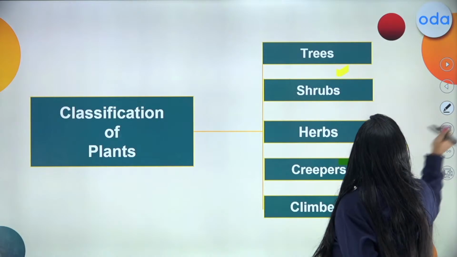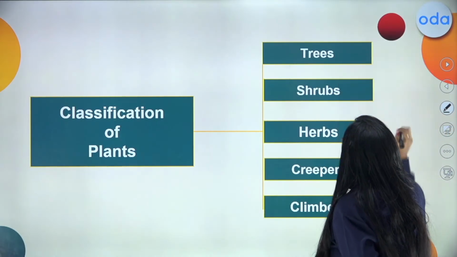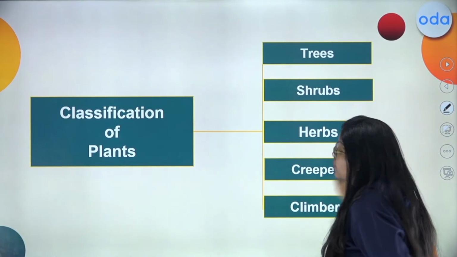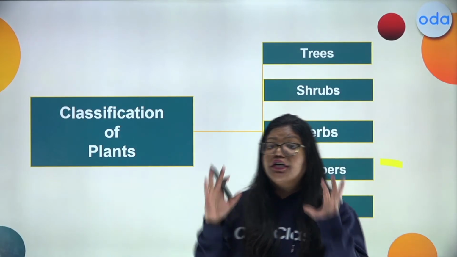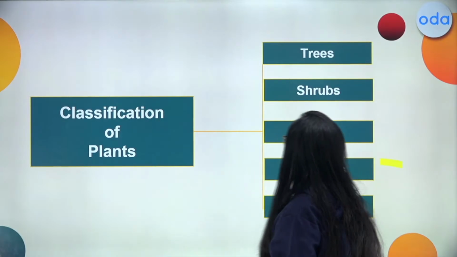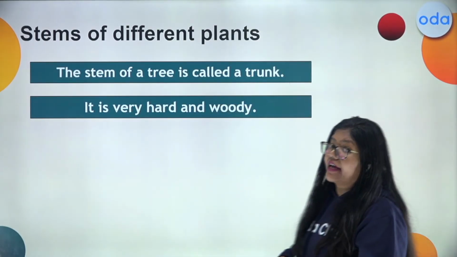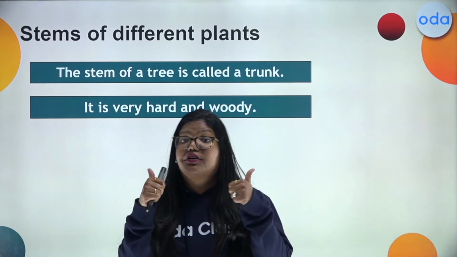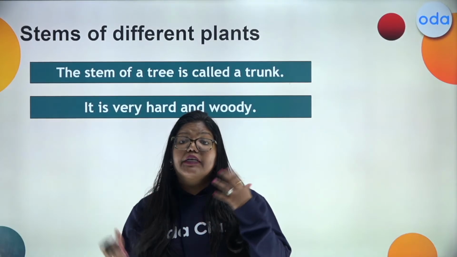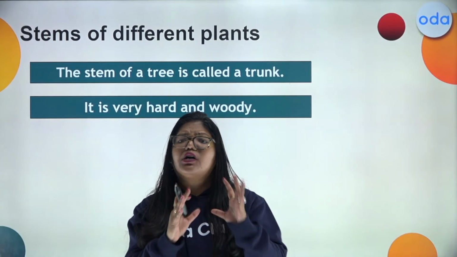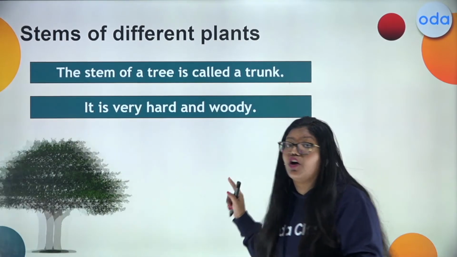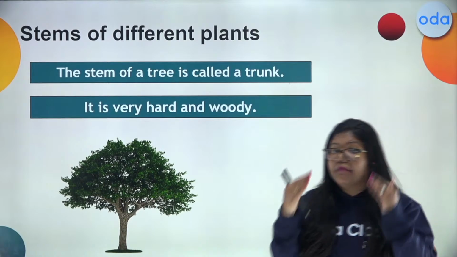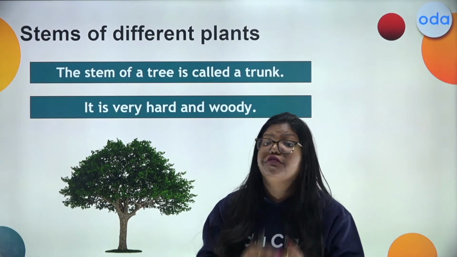Trees are plants, children. Trees are plants which are very huge, very big. They are very huge plants which have a trunk. So which plant has a trunk attached to it? Whenever we talk about a tree, children, we never call it the stem of a tree. We always say it is the trunk of the tree. So the stem of the tree is called the trunk of the tree, children.